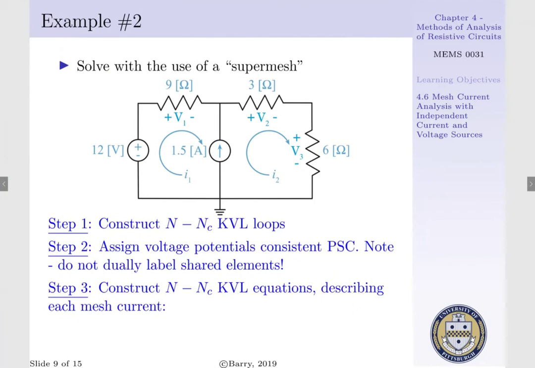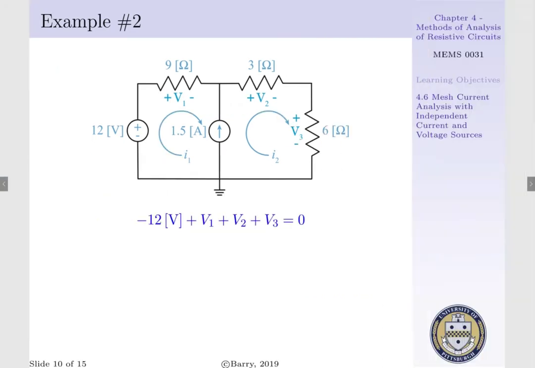Step 3 is to construct n minus n sub c KVL equations describing each mesh current. And recall, we defined our one KVL equation spanning meshes 1 and 2, bypassing our current source, such that our KVL equation becomes the following. Minus 12 volts plus V1 plus V2 plus V3 is equal to 0.